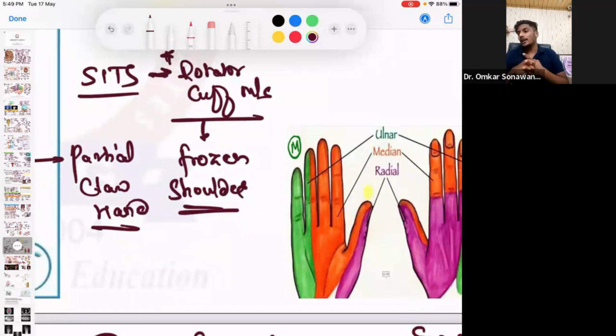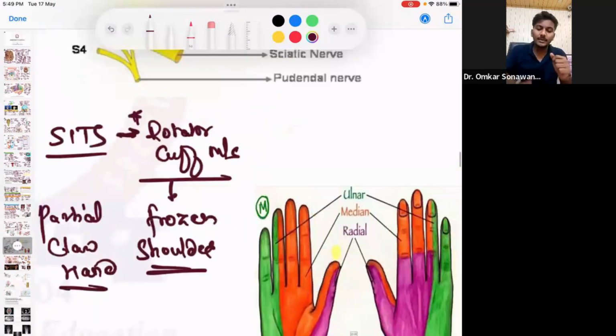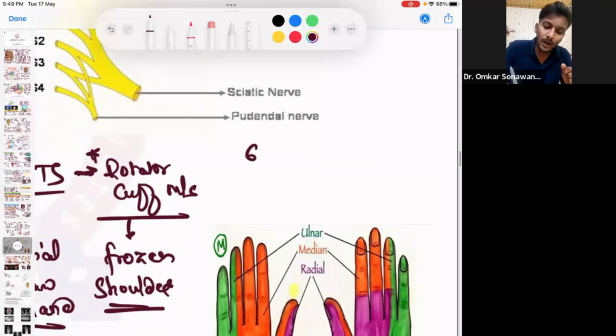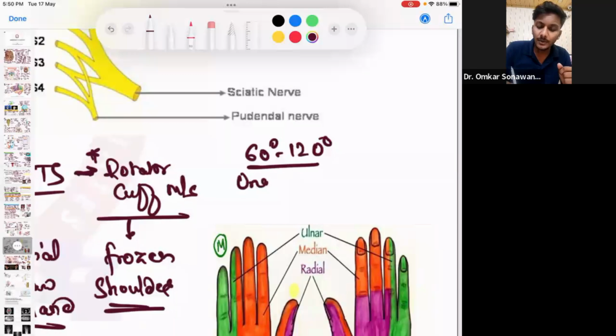Important, a question that came up from ortho recall. A patient was not able to abduct his arm, usually after a certain distance. That means after 15 degrees, or after 90 degrees. So this condition is called as, anybody? When the patient is not able to abduct the arm from 60 degrees to 120 degrees.